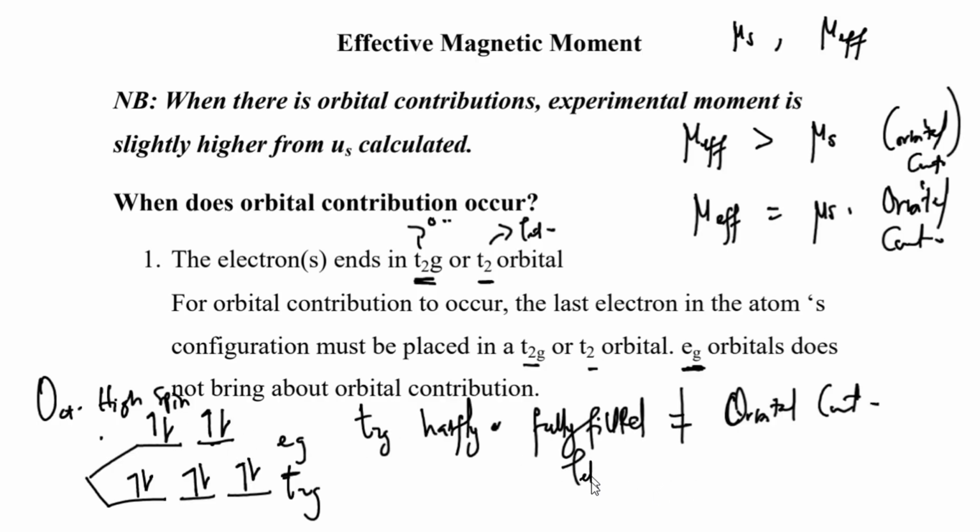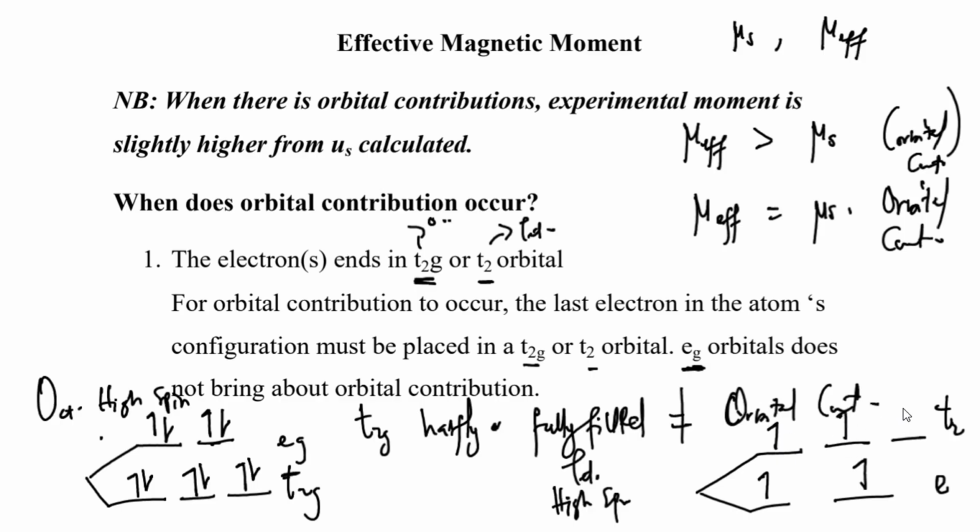For tetrahedral also, tetrahedral is always high spin. So that is basically this 3, and this is 2, so we have E and T2. For D1, no orbital contribution. D2, no orbital contribution. D3, yes, there's orbital contribution. D4, there's orbital contribution. D5, no orbital contribution. D6, no. D7, no. D8, there is orbital contribution. D9, there's orbital contribution. D10, no orbital contribution.